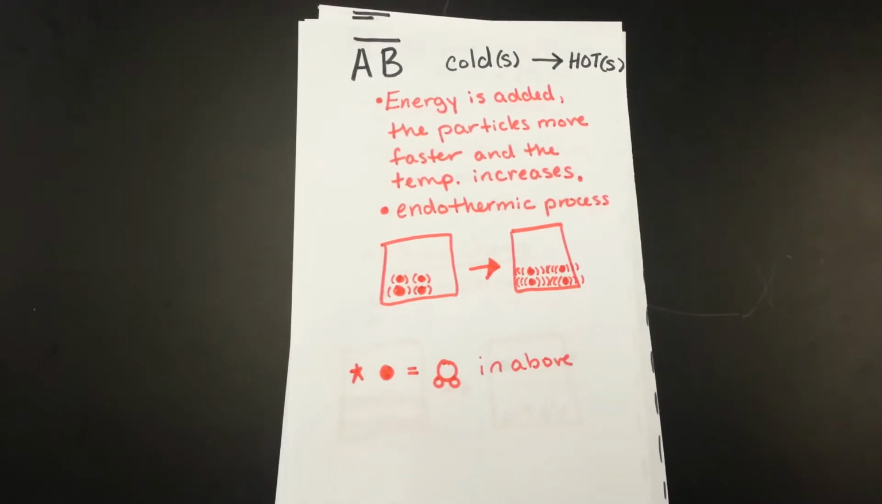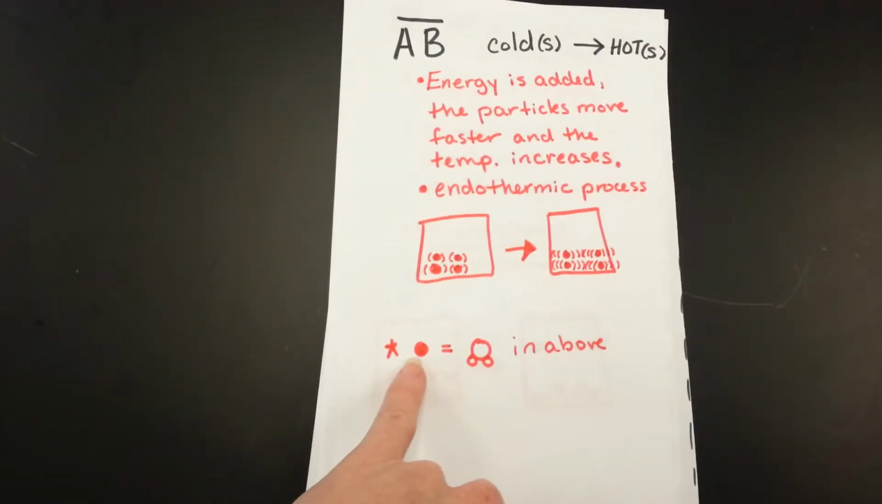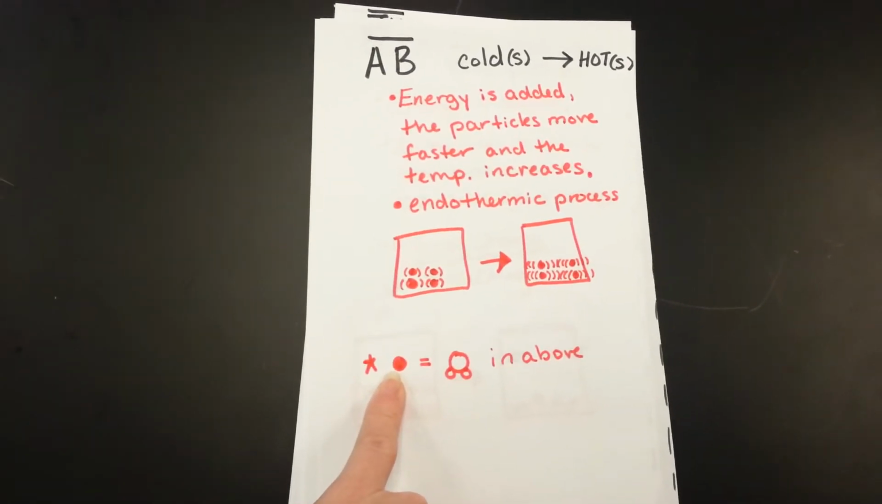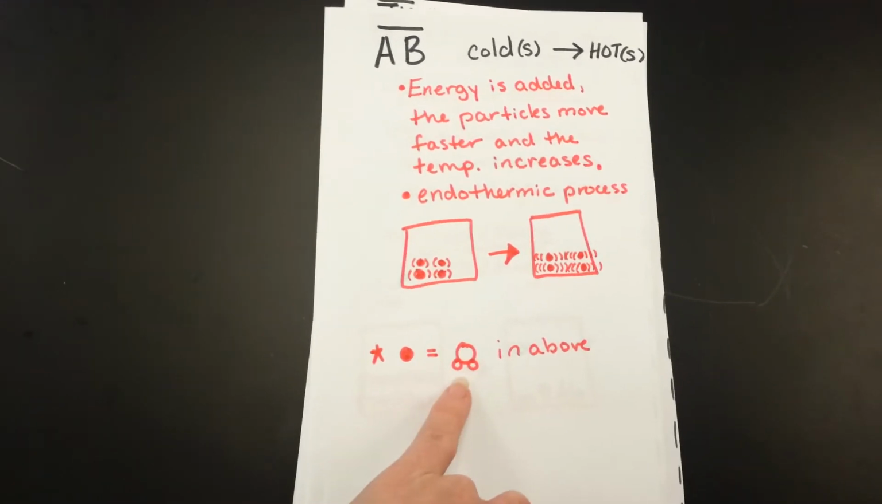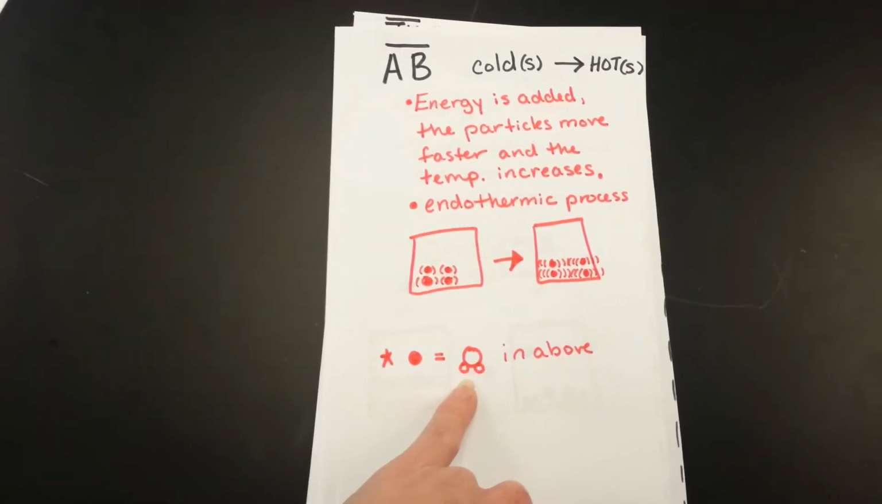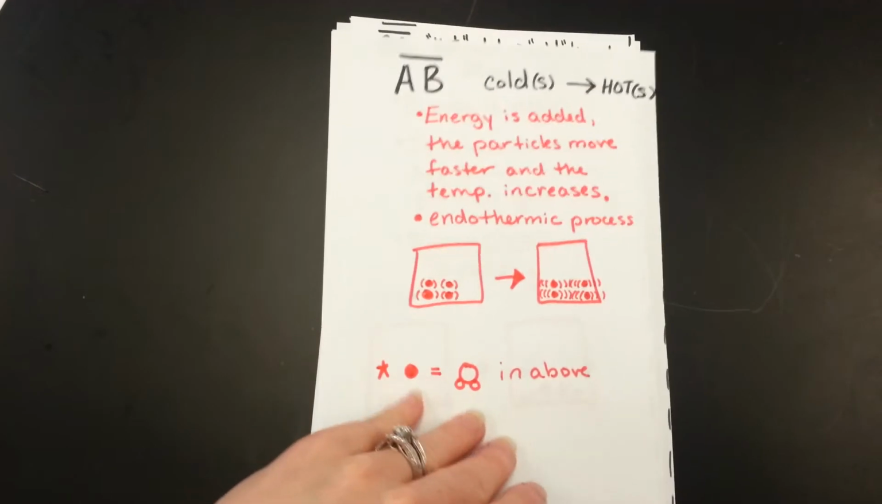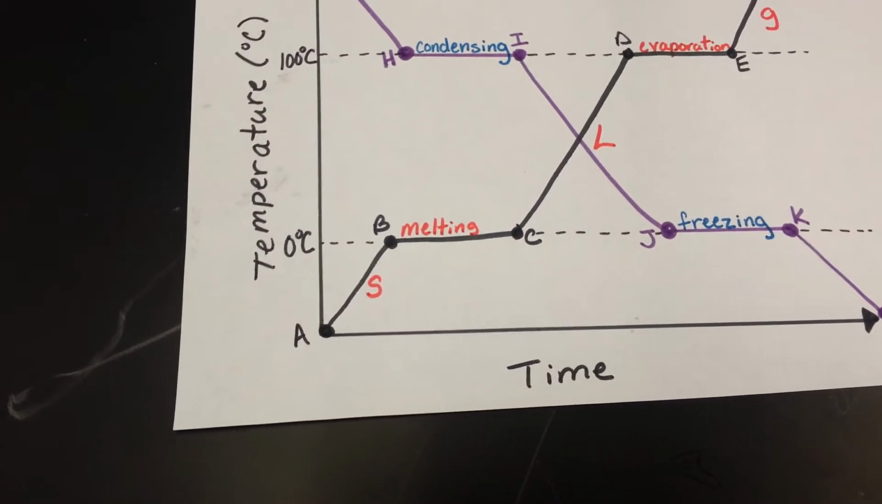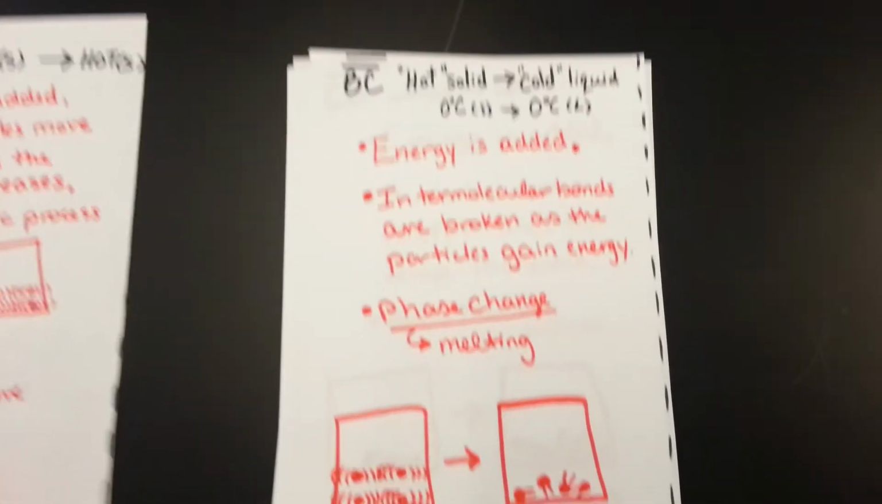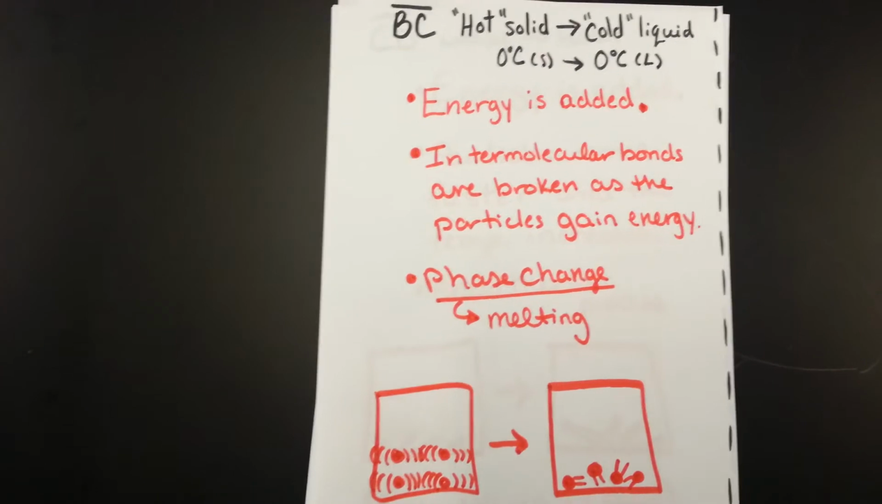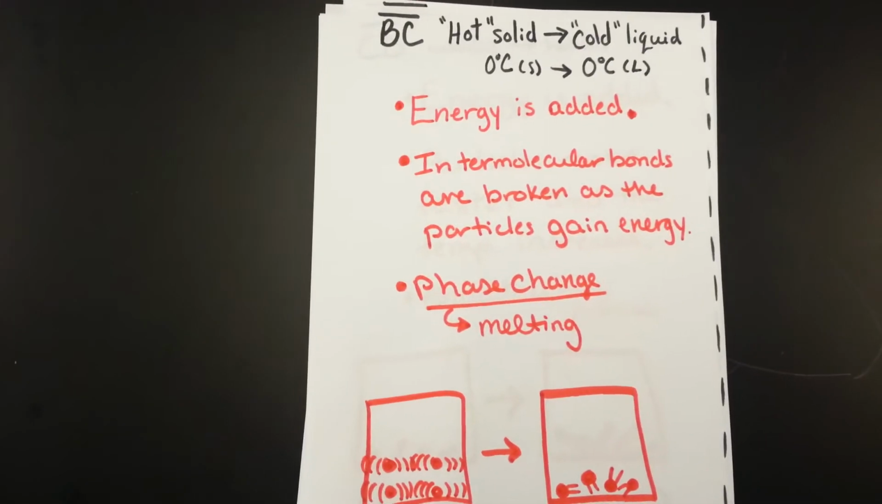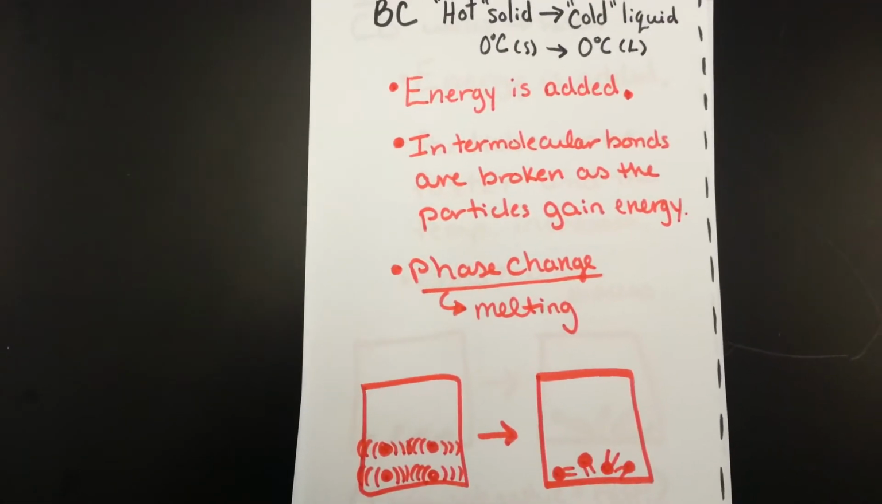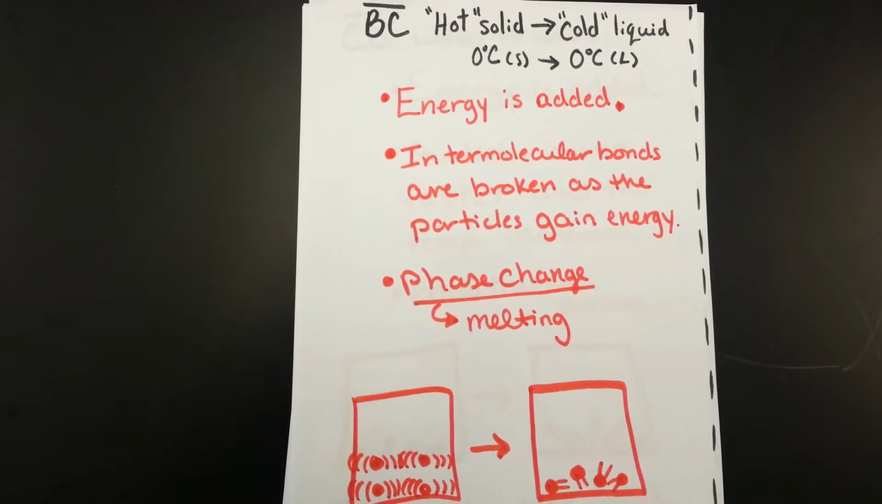For simplicity reasons, I'm using just a single dot to represent our water molecules, but please remember water would actually have 3 circles because the formula for water is H2O. Now, we talked about AB. When we go on to BC, this is where a phase change happens. We have melting happening. So we're essentially going from a hot, quotes, solid to a cold liquid. So 0 degrees Celsius solid to 0 degrees Celsius liquid for water.